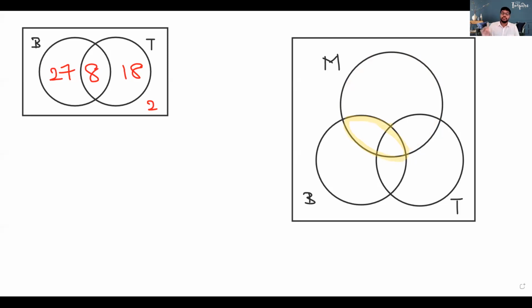But it also says that 5 of them drank tea. That means, children, 5 of them ate bread and drank tea, right? Because all the males, they ate bread. So definitely they have eaten bread, and 5 of them have also drunk tea. So that means, children, this should be 5.